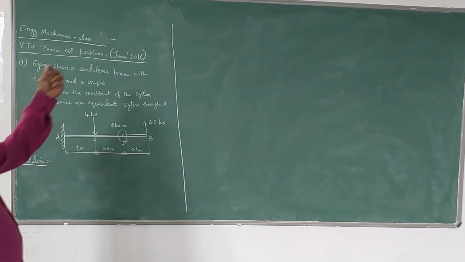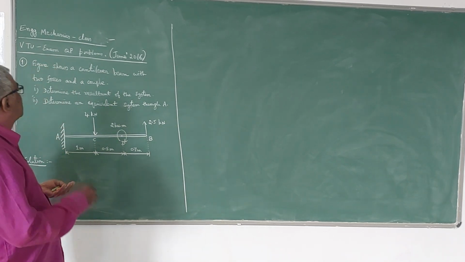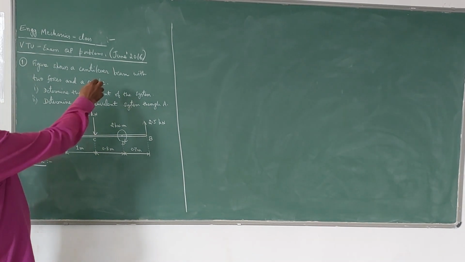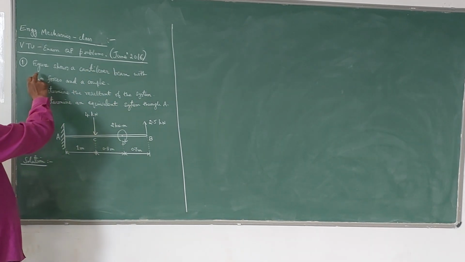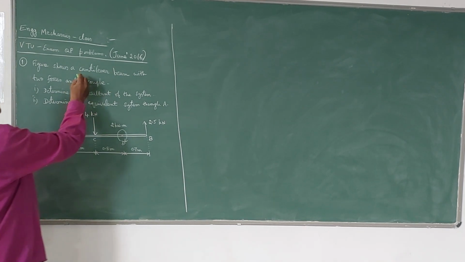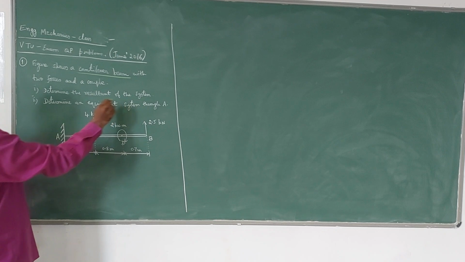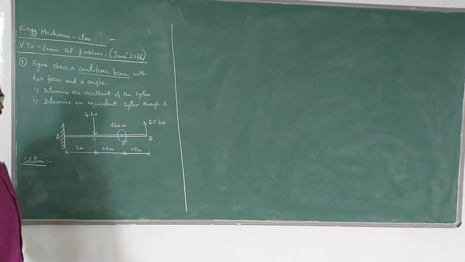So in this class, we will discuss some problems, examination problems. It is from the question paper June 2016. The figure shows a cantilever beam with two forces and a couple. Determine the resultant of the system and also an equivalent system through point A.